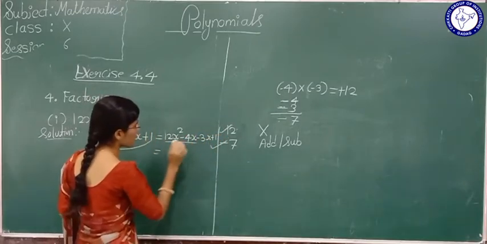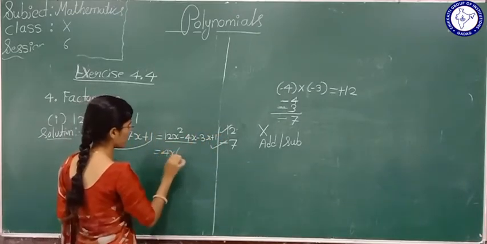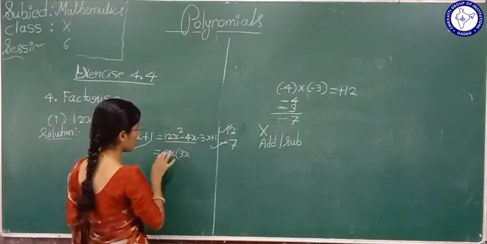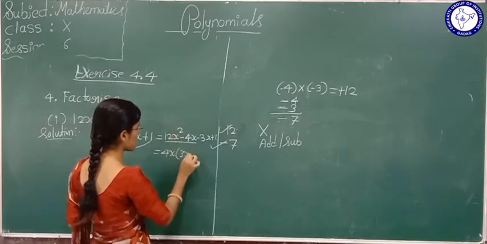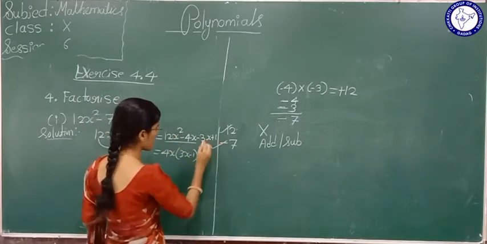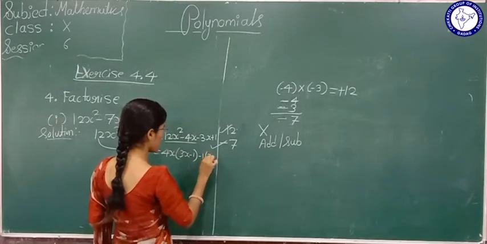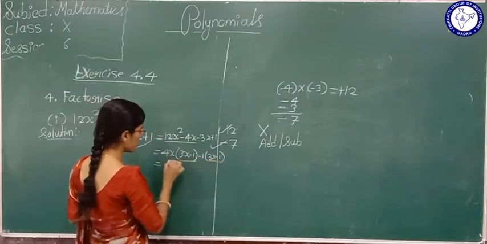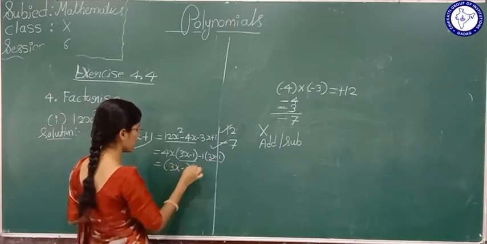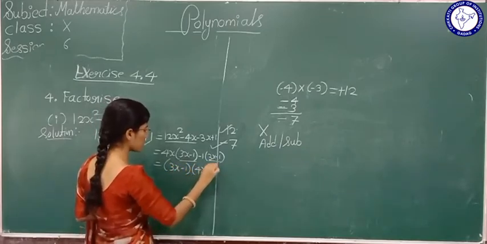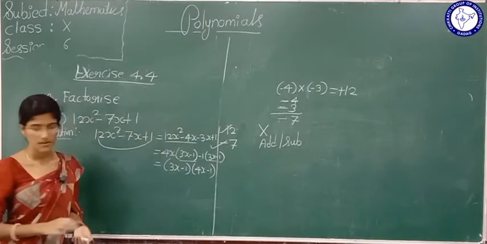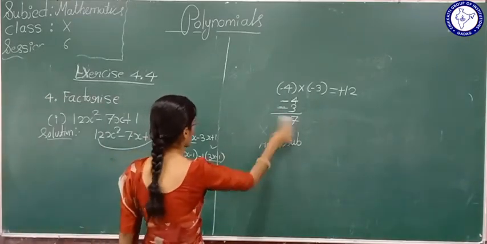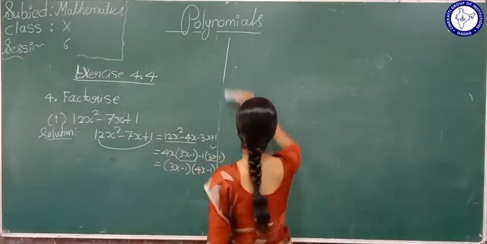You say what is common here? 4x is common. 4x into 3x is 12x square, 4x into minus 1 is minus 4x. Is there any common here? Nothing. Therefore we will write 3x minus 1. So what is remaining? 3x minus 1, 4x minus 1. What are the factors? 3x minus 1 and 4x minus 1.